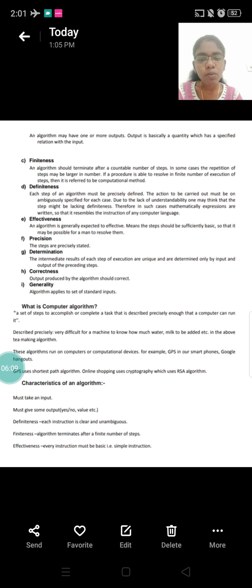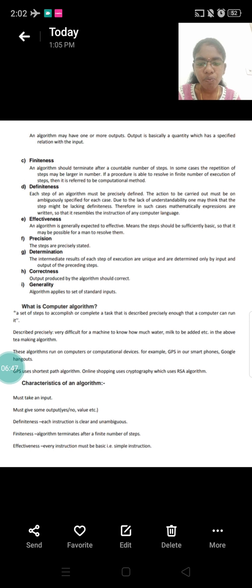A set of steps to accomplish or complete a task that is described precisely enough that a computer can run it. Described precisely, because it is very difficult for a machine to know how much water and milk to be added, etc., in the above tea making algorithm. These algorithms run on computational devices, for example GPS in our smartphones and Google Hangouts. GPS uses the shortest path algorithm. Online shopping uses cryptography, which uses the RSA algorithm.